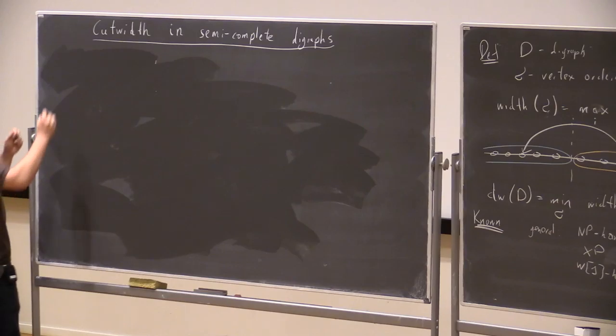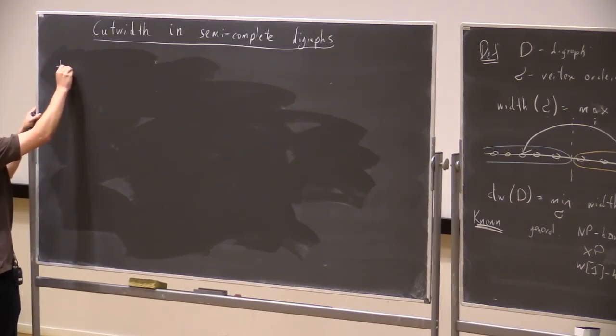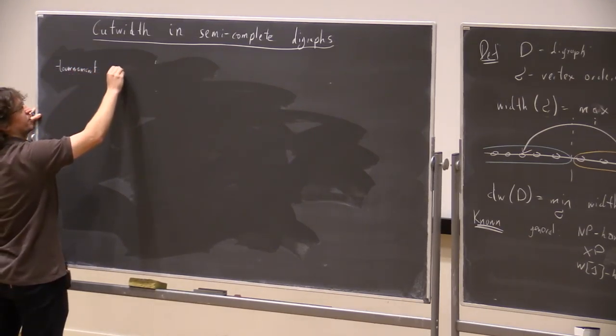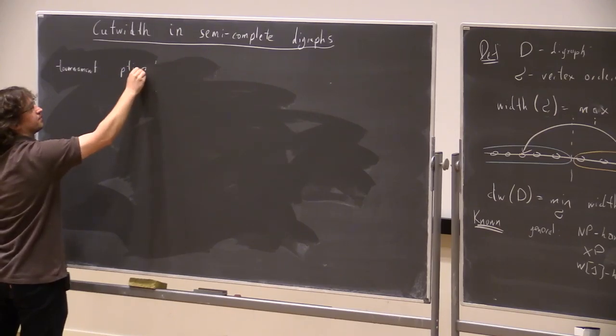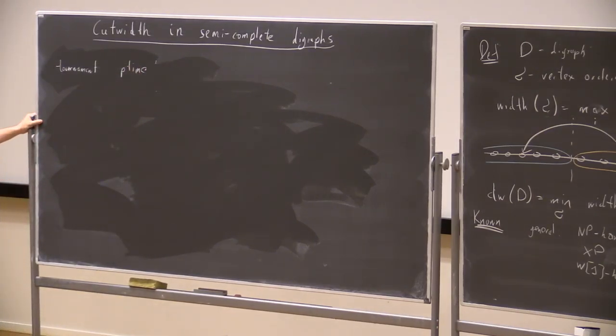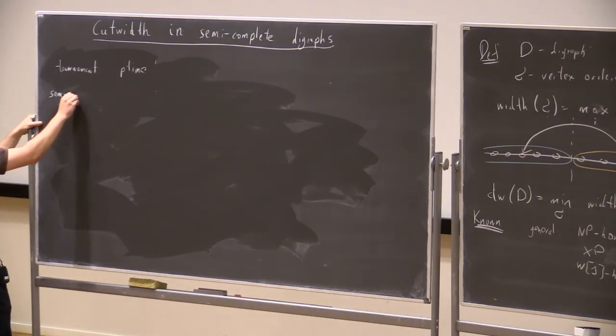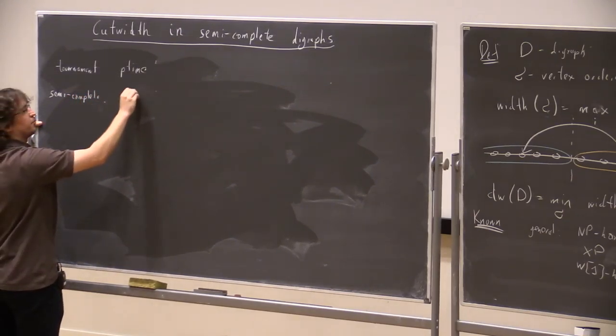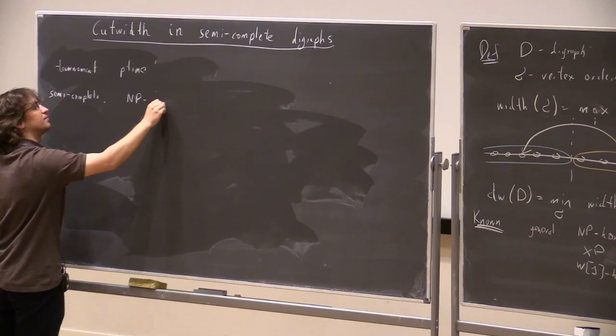So what happens is that on tournaments, computing Cutwidth is in P time. This is a very strange phenomenon, but it's actually not that hard. On the other hand, on semi-complete digraphs, this problem is already NP-complete.